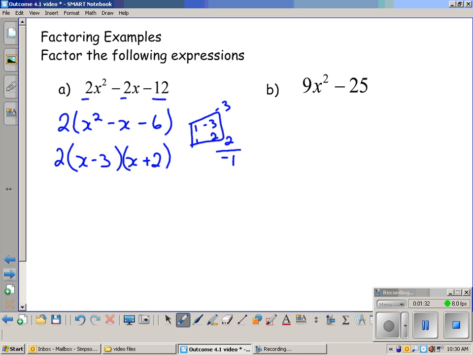This next example is a difference of squares because both my terms are perfect squares, so I'm going to jump straight to the shortcut. The square root of 9x squared is 3x and 3x. Square root of 25 is 5 and 5. One is positive, one is negative. None of those brackets can be factored any further.